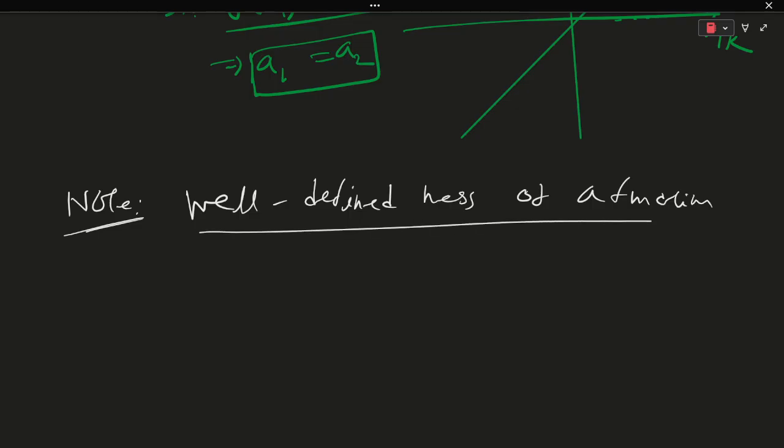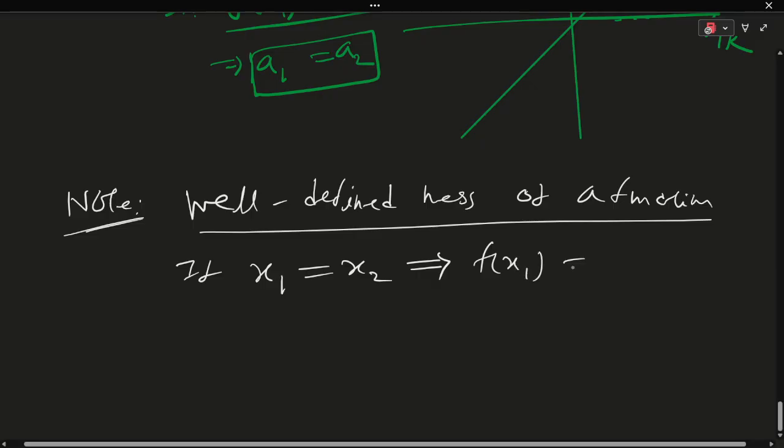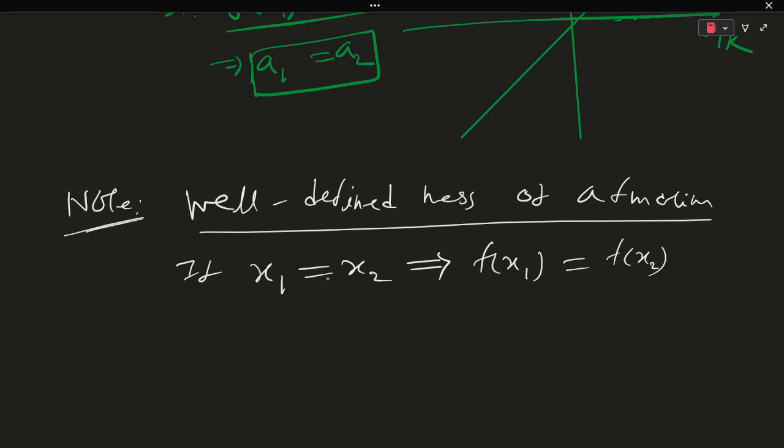What is the well-definedness? If x1 equals x2, that implies f of x1 equals f of x2. If two points in the domain are the same, then their image points are the same.